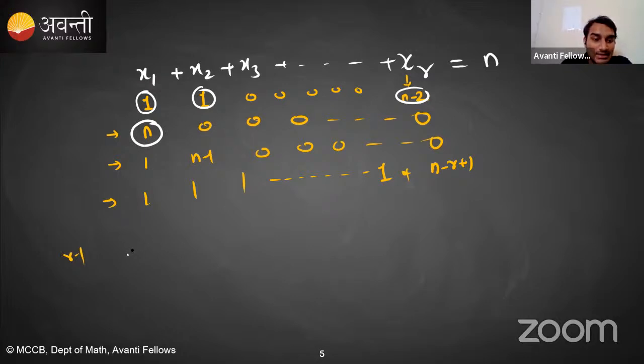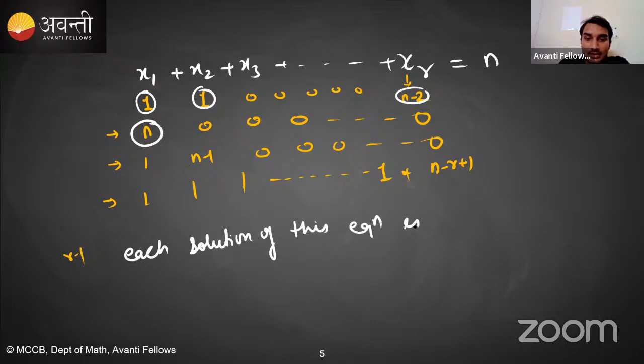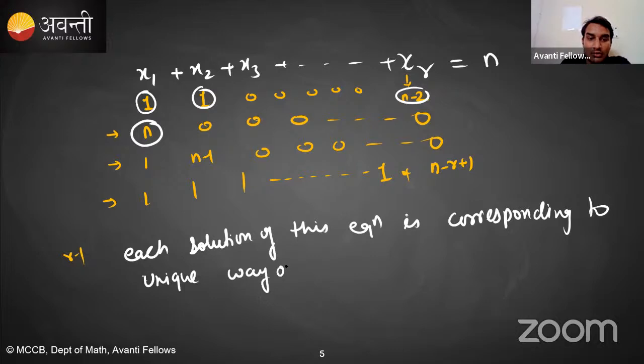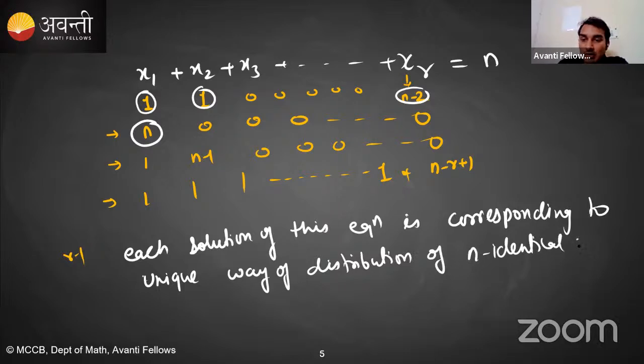So you can see that each solution of this equation corresponds to a unique way of distribution of n identical objects among r persons. Yes or no?